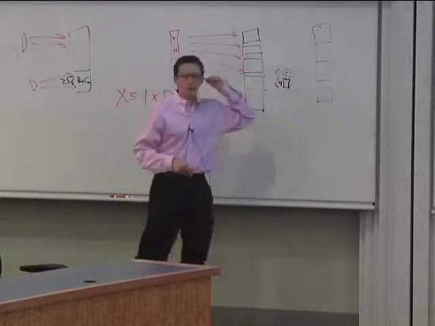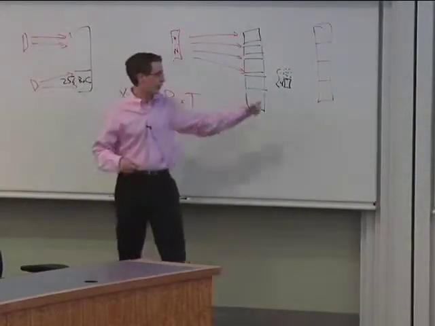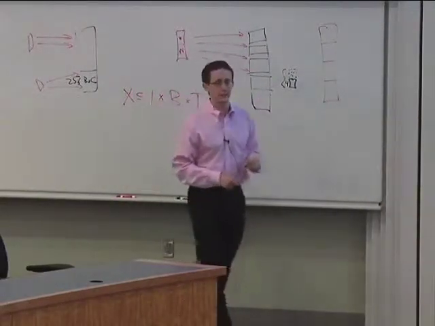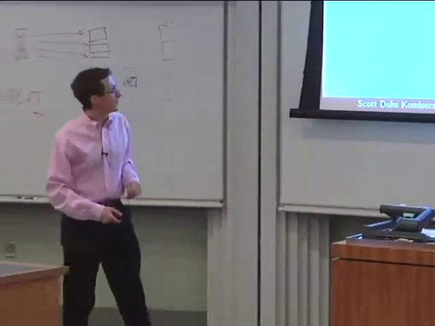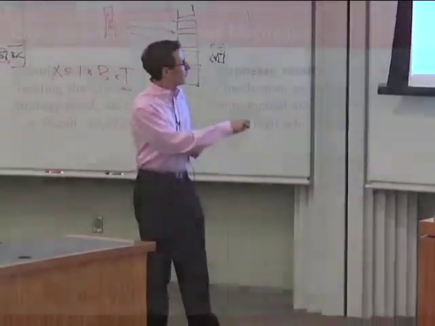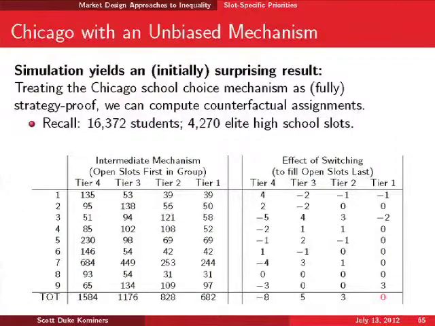And we give the minorities as much of a leg up as possible. So if this doesn't quite add up to the right number, we put the extra slots as open slots at the top. And what do we get? Well, what does this table show? So here's the intermediate mechanism. This is the outcomes under this unbiased mechanism. And here's how much we change if we move to the open slots all at the bottom.